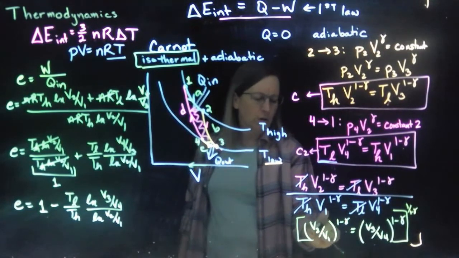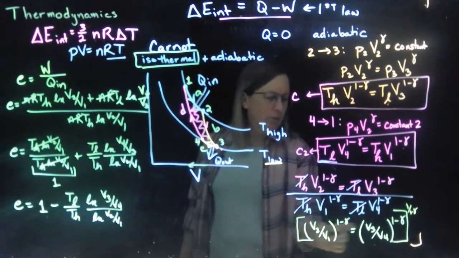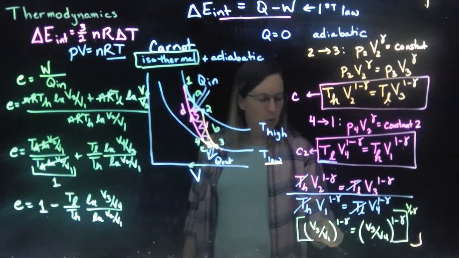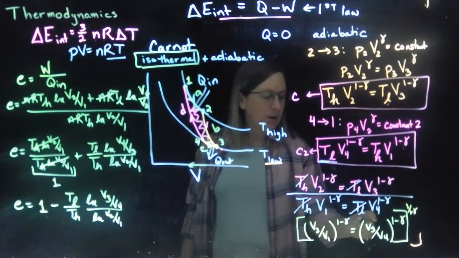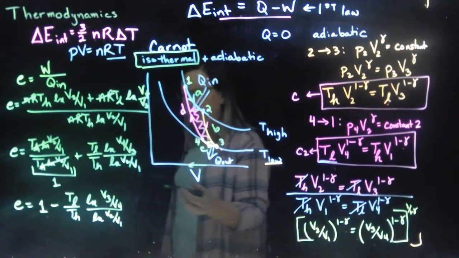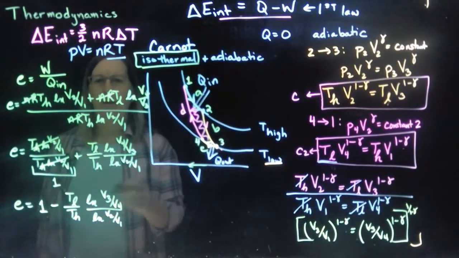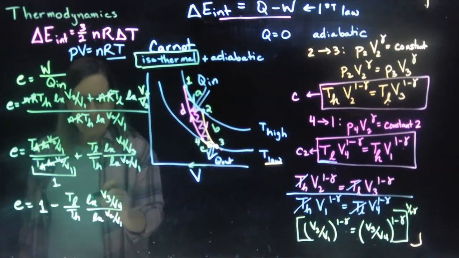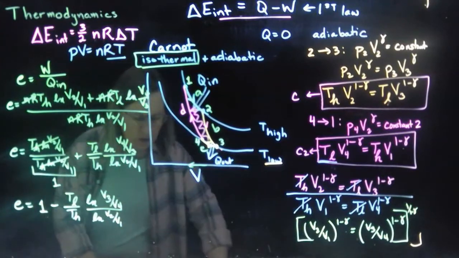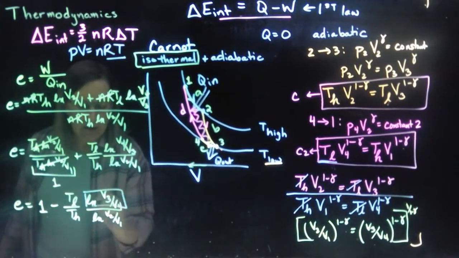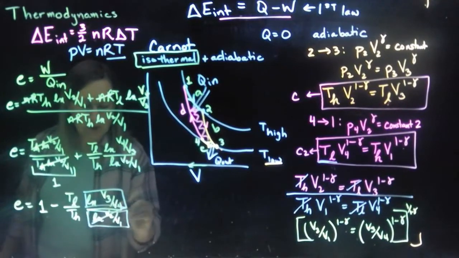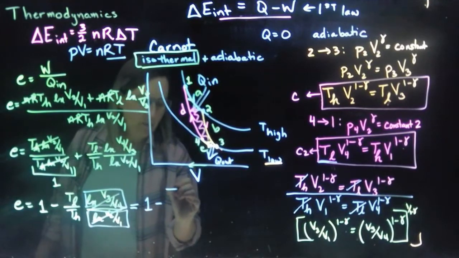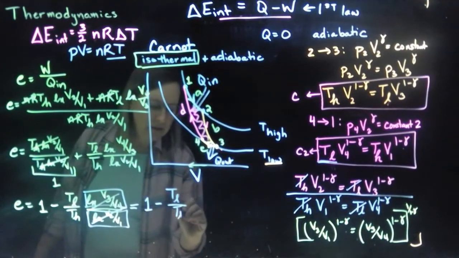In other words, for this term to equal this term, what's inside the parentheses has to be equal to each other. And what that says is V2 over V1 must be equal to V3 over V4, which is really convenient. I had to know where I was going to make sure I didn't spend too long getting there. It means that this term right here is equal to this term. So they cancel out. And after all of that, my efficiency is just 1 minus T low over T high.